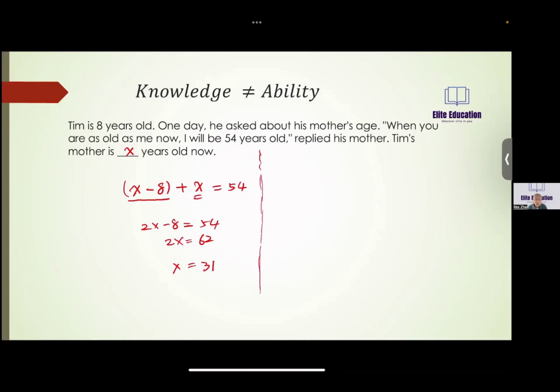First, we know that Tim is 8 years old, right? So what I want to ask is, between Tim and Tim's mom, who is older? Of course, it's the mom who's older. So let's switch to another example, a smaller example. If Tim is 8 years old, how old is mom? We don't know, but we know mom is older than him.